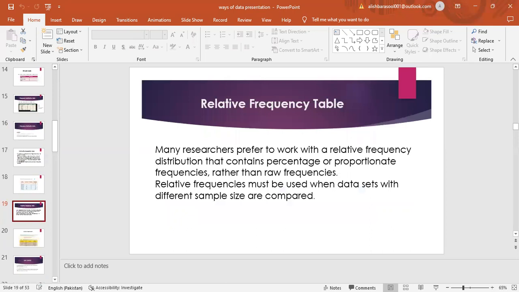Relative frequency table. Many researchers prefer to work with a relative frequency distribution that contains percentage or proportionate frequencies rather than raw frequencies. Relative frequencies must be used when data sets with different sample sizes are compared.